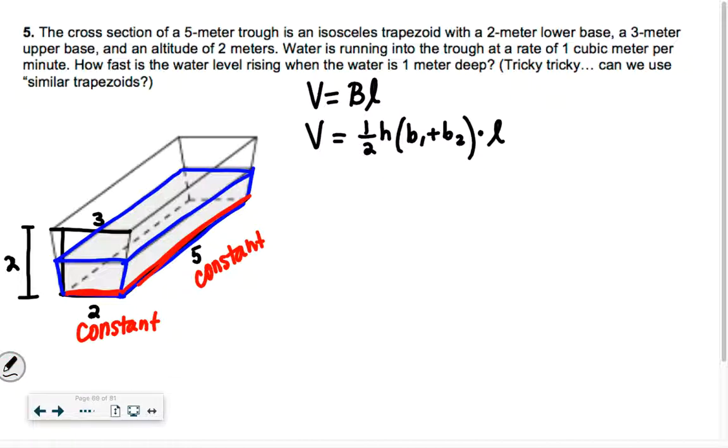So we're going to plug in. I'll call it B2. We're going to plug in B2 as 2, and we're going to plug in L as 5. But it's still kind of complicated. We got B1 and H.